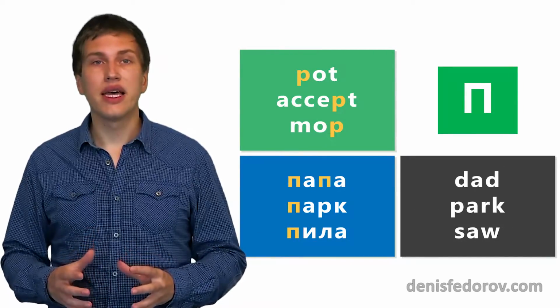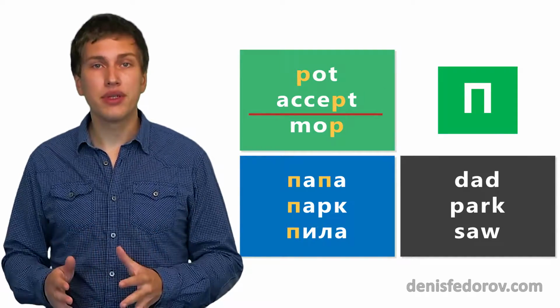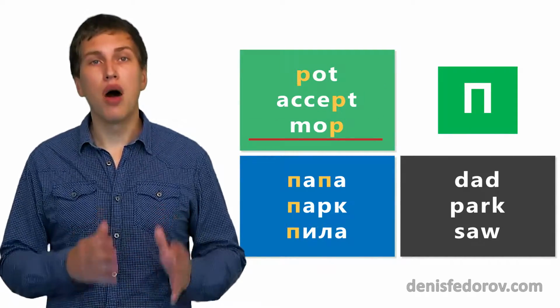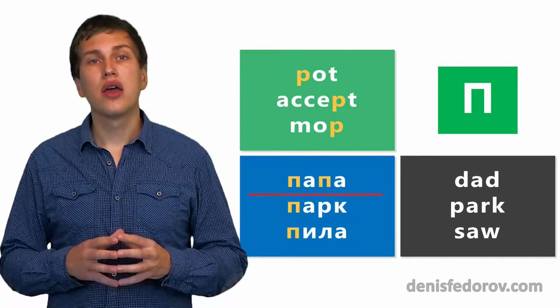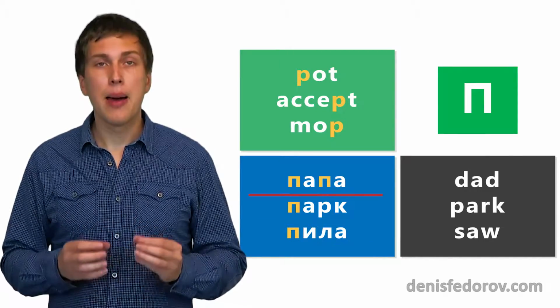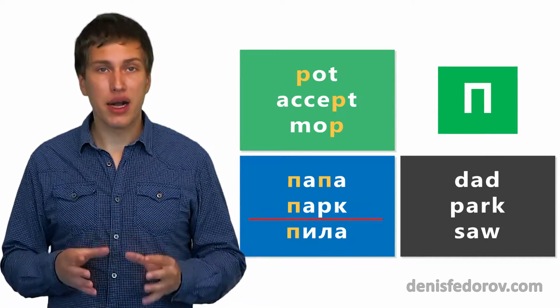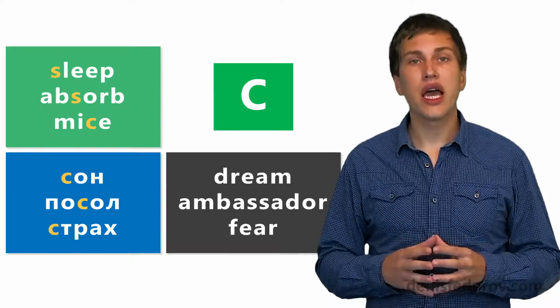It sounds as P in pot, P in accept, P in mop. The Russian examples for P are папа, парк, пила. The letter S.